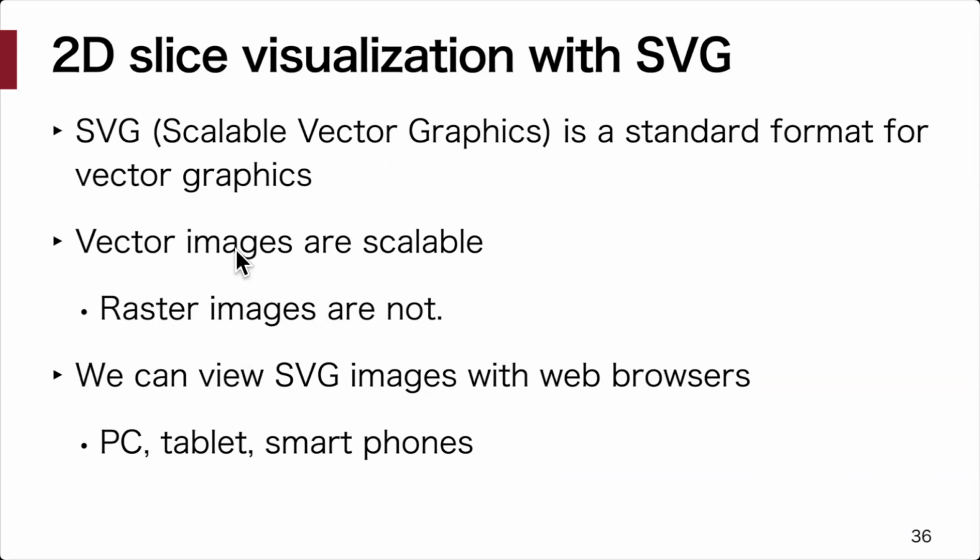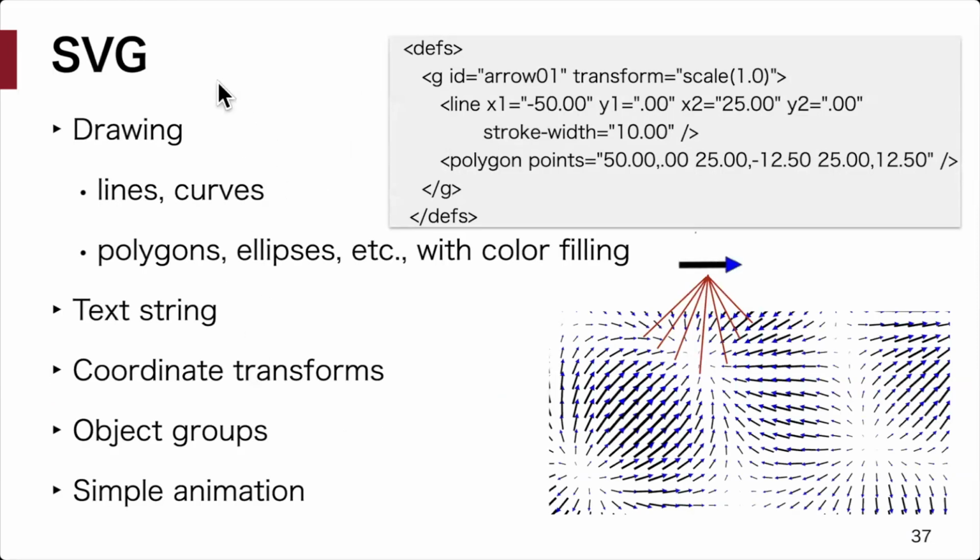Because there's no fixed scale for vector images, we can change the scales from smartphone to web browsers. This is the reason why SVG is very popular these days, because many people are using the same images from PC or smartphones. So the browser size is very different, but SVG can handle this kind of scale change automatically. These are the features of SVG. It has drawing features: polygons, curves, text, coordinate transformations, grouping, and even simple animation is included in the definition of SVG.